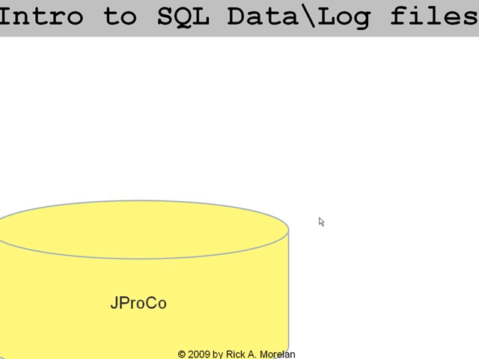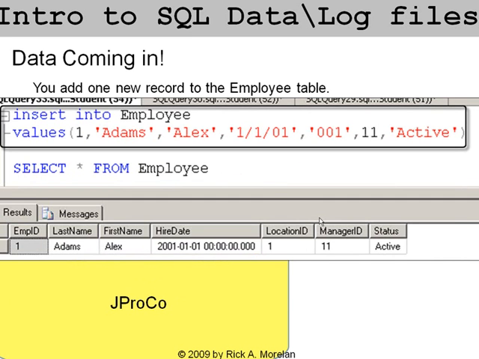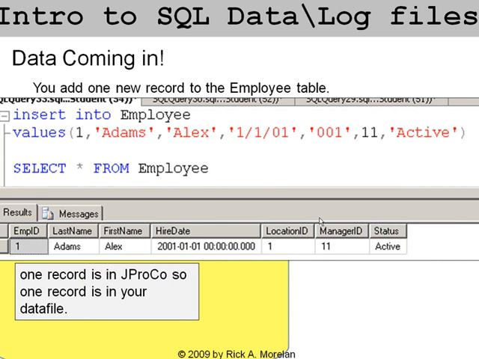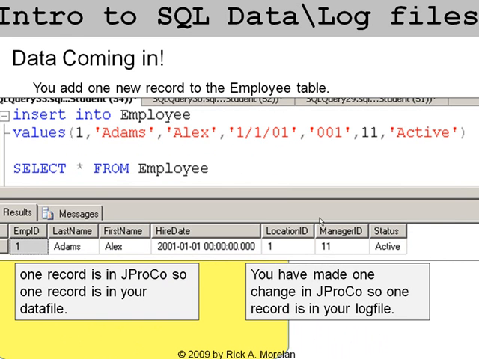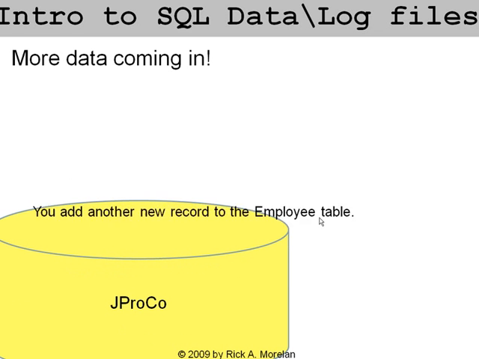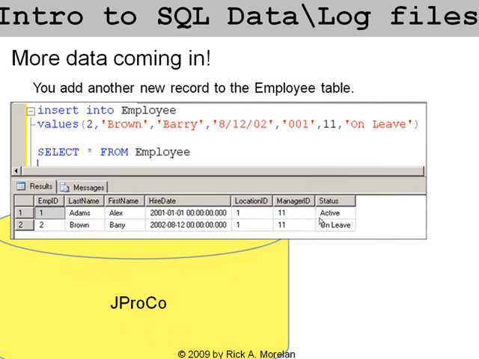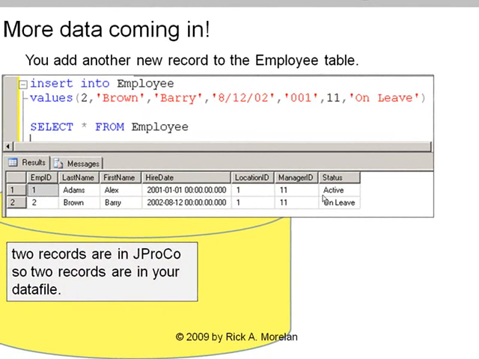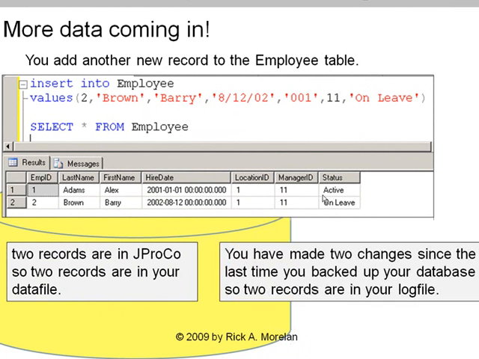Okay, so data starts coming in. And you add one new record called Alex Adams. What have we got now? Well, now you have one record in your data file, and you also have one record in your log file. More data's coming in. So you add another record called Barry Brown. What's your status now? Well, now you have two records in your JProCo database, and you have two records in your log file. So you had two pieces of data, and you've got two changes.